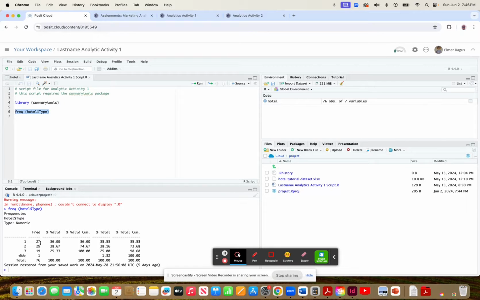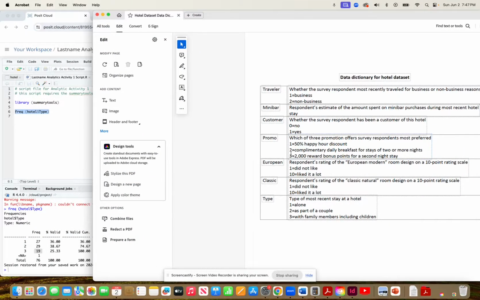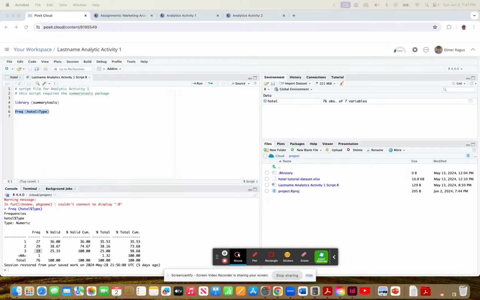So it showed us that 27 people was number one, 29 was two, and 19 was three. So in comparing that to our data dictionary, 27 chose one, so that's alone. 29 chose two, so that's as part of a couple. And then number three, there were 19 with family members, including children. So that's pretty simple, right? And so I want to do one more example using this.